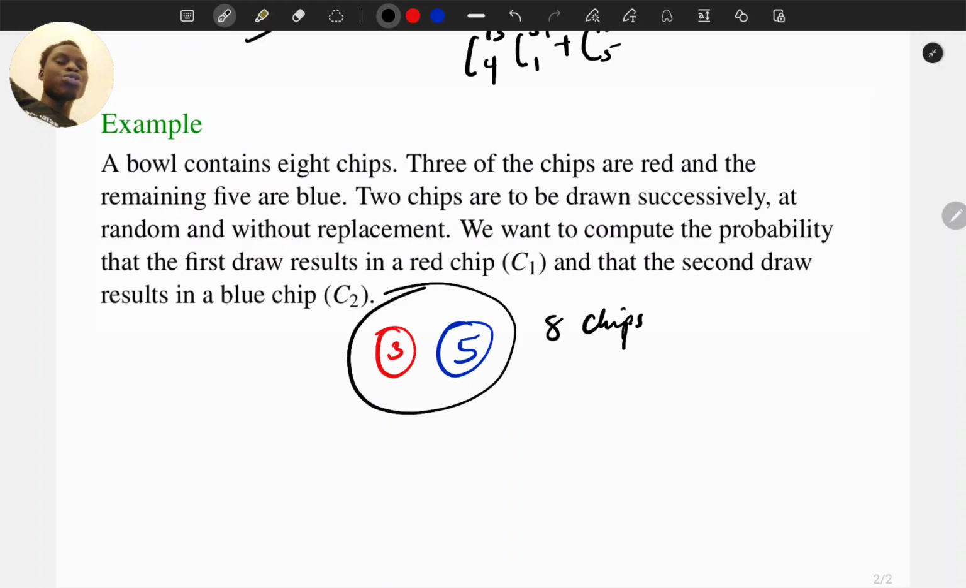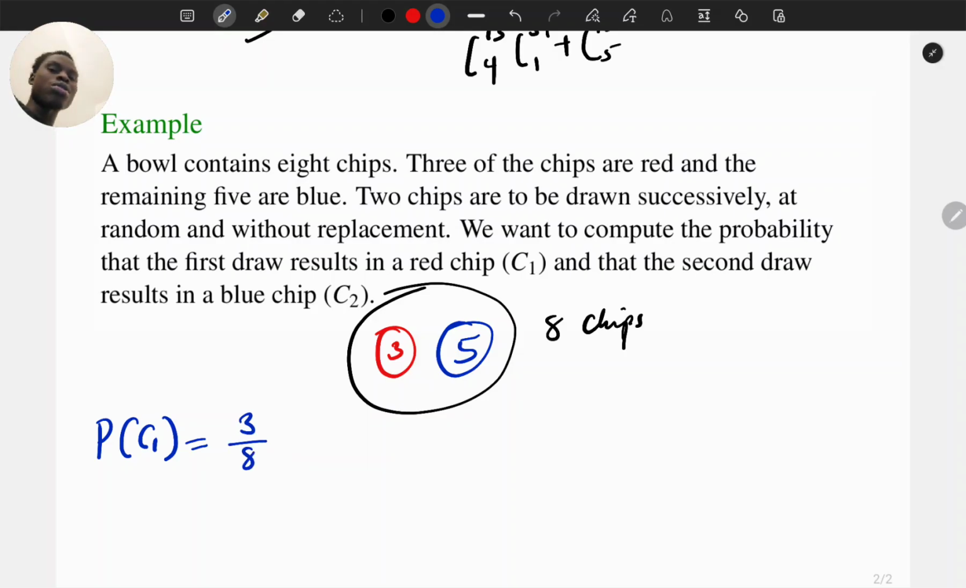So two ships are to be drawn successively at random and without replacement. We want to compute the probability that the first draw results in a red ship. If the first draw is a red ship, the probability of C1, which is a red ship, we have 3 red ships and a total of 8 ships. That means we have 3/8.